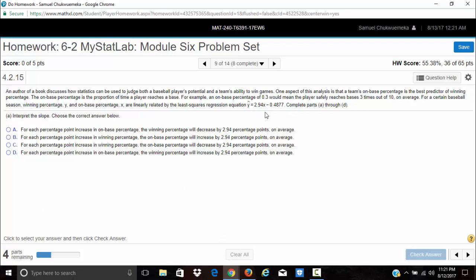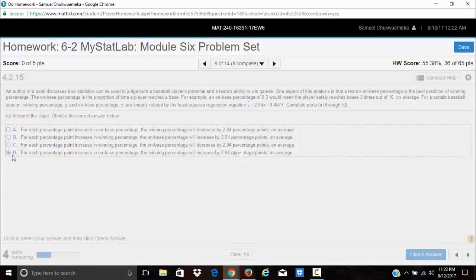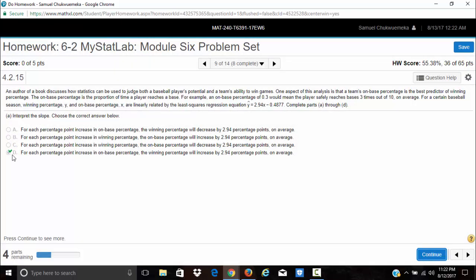So the slope is 2.94 and the y-intercept is negative 0.4877. Interpret the slope. The winning percentage is the y. It will increase by 2.94 percentage points on average. So B and C, you eliminate. You look at A and D. And you look at D, the winning percentage will increase. That's right. So it's going to be D. The Y is going to be the one that will increase, because the X is used to predict the Y.